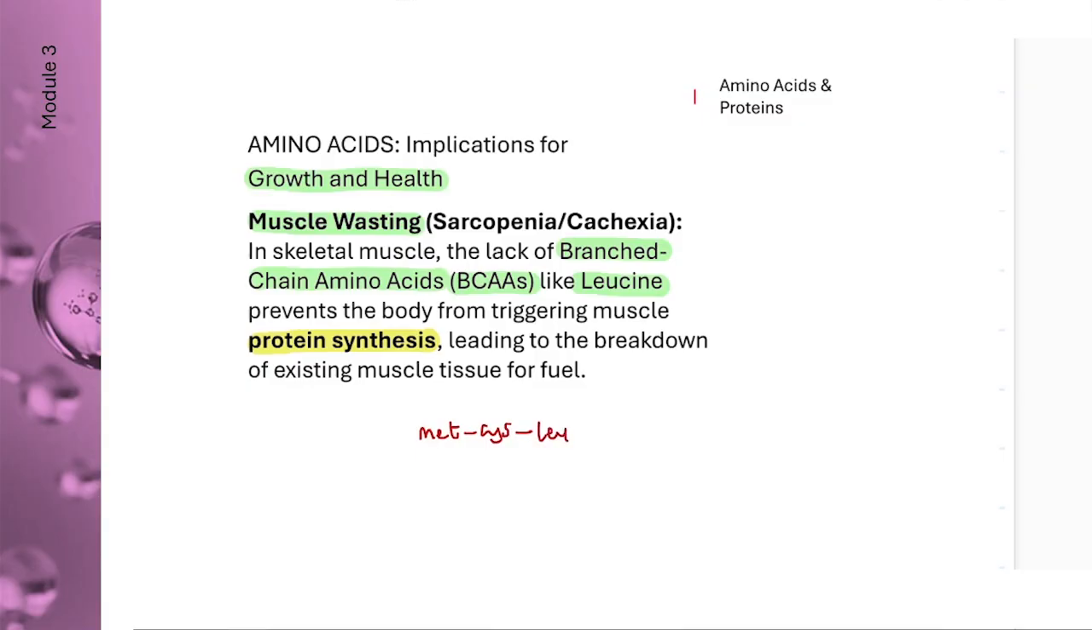Let's imagine that this is the protein, and in that protein is the sequence of amino acids. Now, if the body needs leucine, and leucine is not available, what happens is that during protein synthesis, that protein is truncated. So imagine the body needed to produce a particular protein that has this sequence.